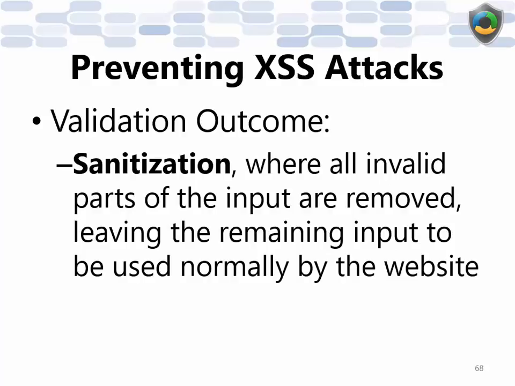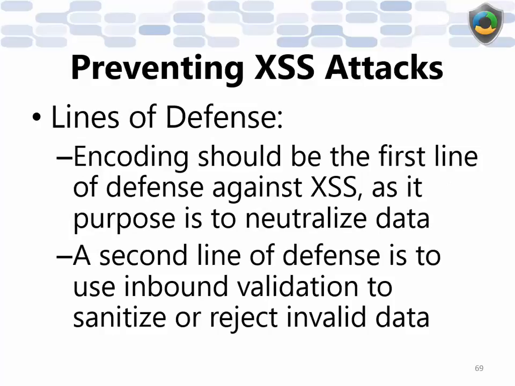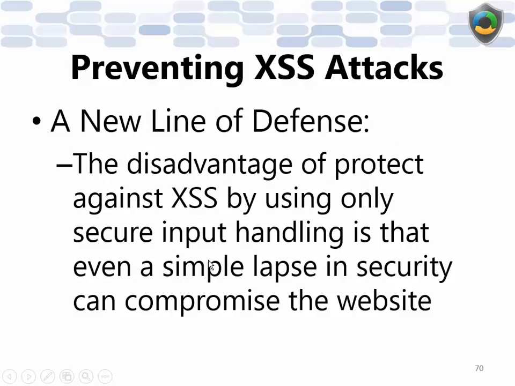So when you sanitize, as it says, all invalid parts of the input, ideally at least, are then going to be removed, and what's left will be sent. The remaining input will be able to be used normally, and it'll be valid input. So as far as some lines of defense, we've already talked about this. The first line of defense should be encoding. The second line of defense, used along with encoding, should be validation. All right?